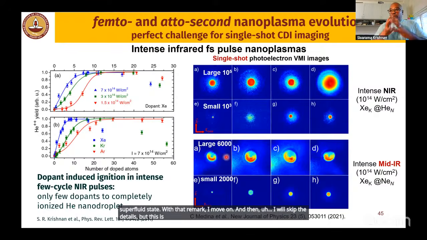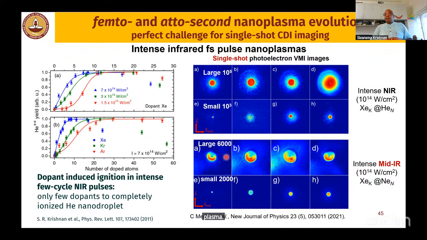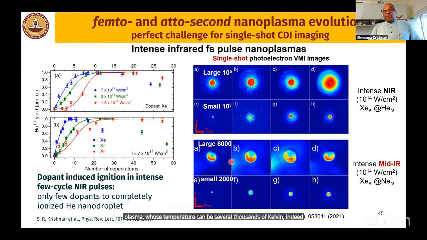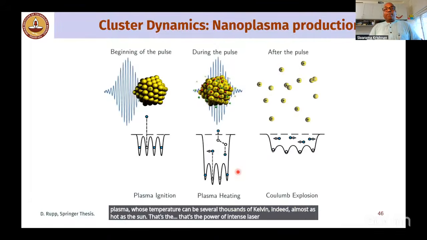This is just evidence to show that when a very intense near infrared pulse interacts with these helium droplets, it turns this ultra cold millikelvin nanoscale ball, which I call Laddu, into a very hot plasma whose temperature can be several thousands of Kelvin, indeed, almost as hot as the sun. That's the power of intense laser matter interaction, right?